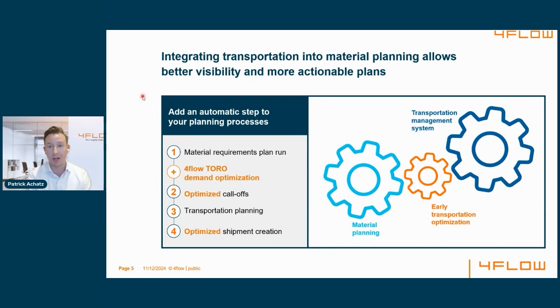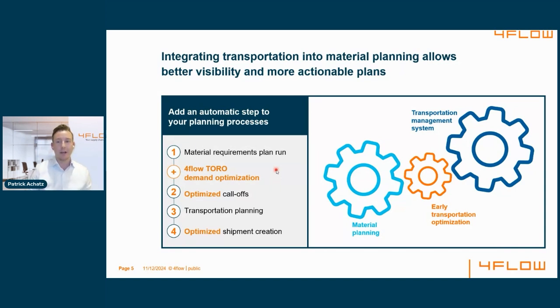So let's see how integrated transportation into material planning can create more visibility and actionable plans. With FourFlow Toro, we add an automated optimization step directly into your planning process. Here's how it works. We start with a standard material requirement plan, but then Toro steps in with demand optimization. This means call-offs are optimized from the start, taking transportation constraints into account early in the process.